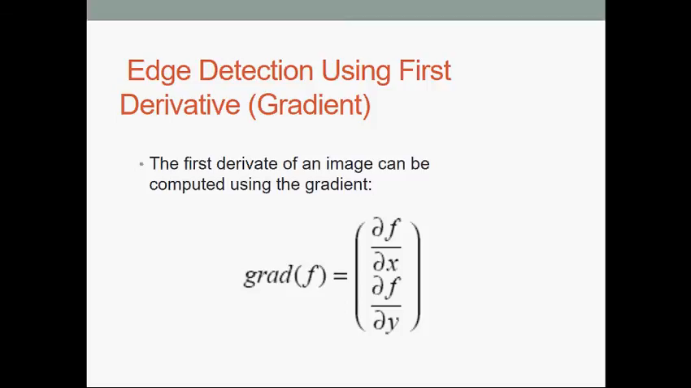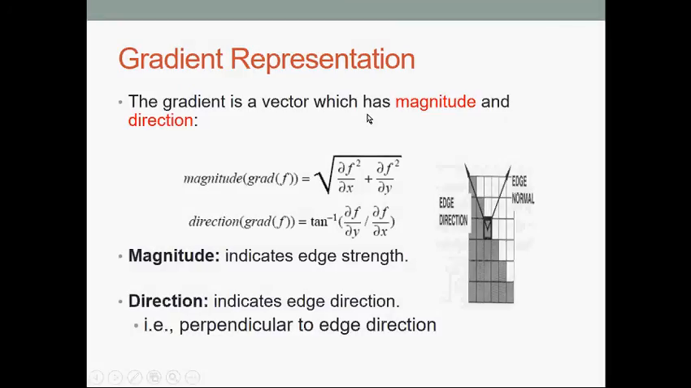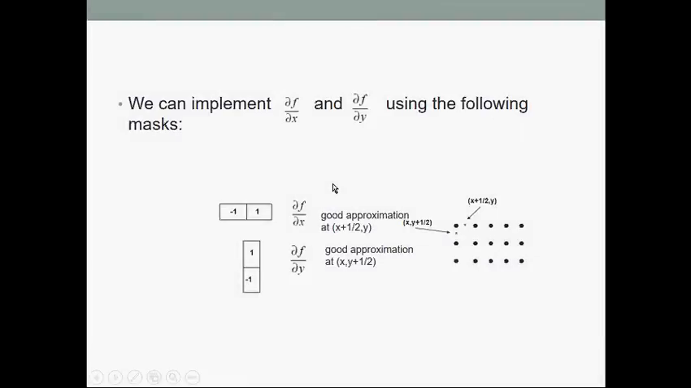So the first order derivative is calculated in the gradient based technique. This is the gradient, this is a partial derivative in the x direction, and this is a partial derivative in the y direction. The gradient representation looks like this. The gradient is a vector, so it has some magnitude and some direction. On every pixel the magnitude and direction are found, and based on these, edges are detected. Now the implementation of partial derivatives in the x and y directions is shown in this.